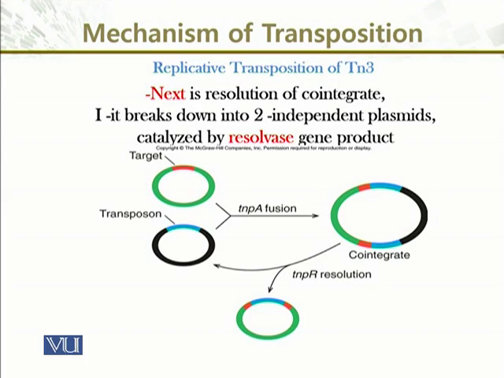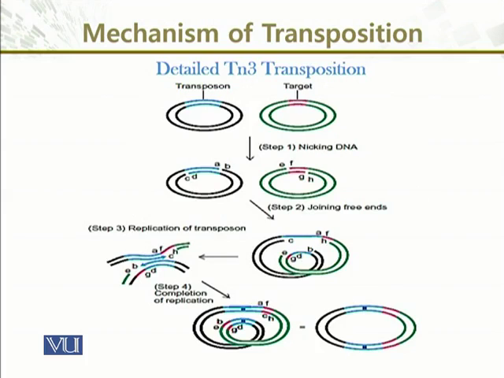So you can see that the copies remain there, but it is cut and pasted and moves to another place in Tn3. Now, the detailed Tn3 transposition is demonstrated in this figure, where you can see the transposon and the target. In the first step, what happened? The DNA is nicked. As I told earlier, a nick means the DNA strand is cut at the places illustrated in this figure.